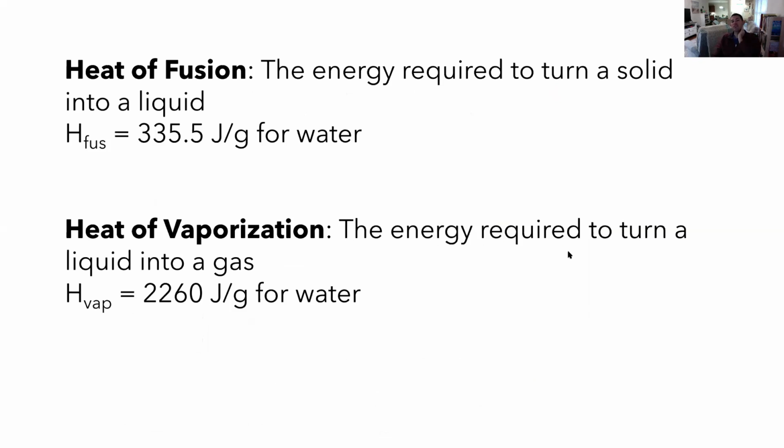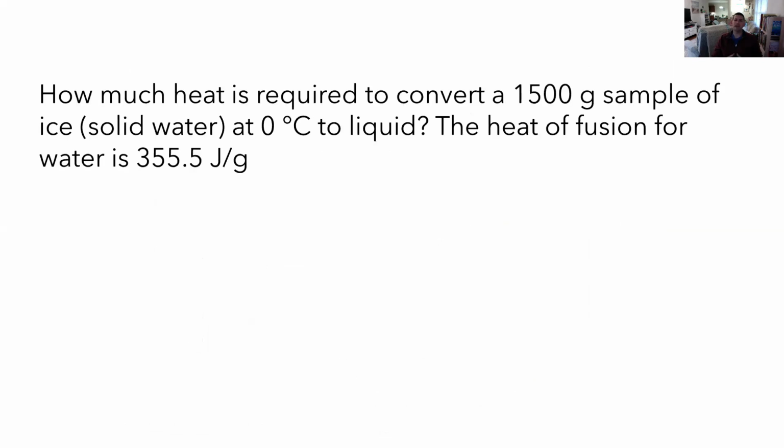So heat of vaporization, the energy required to turn a liquid into a gas, 2,260 joules per gram for water. And again, we're not going to look at other substances. We're only going to look at water this week. All right, so let's do a practice question.